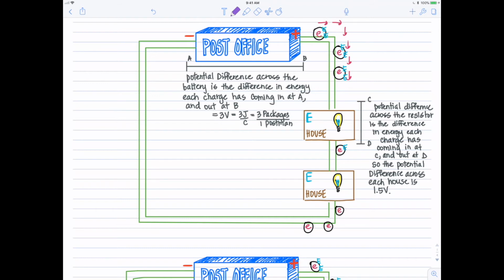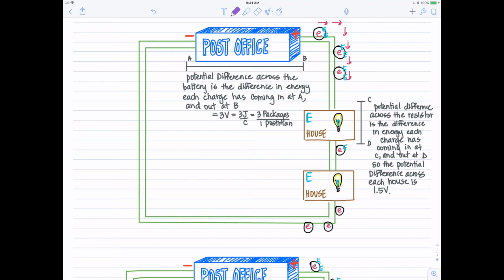Now, using the ammeter, which measures current, we could have measured the current at any place along this path, and we would have seen that the current at any point on the path, whether it's between the post office and house 1, or between house 1 and house 2, etc., the current would be the same.